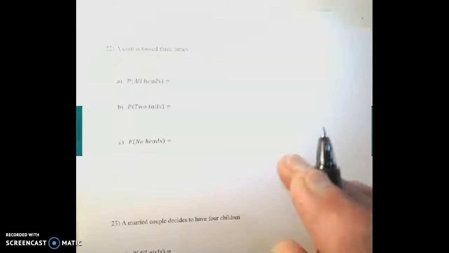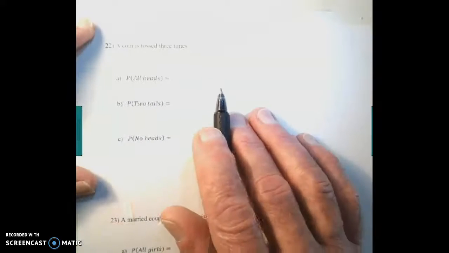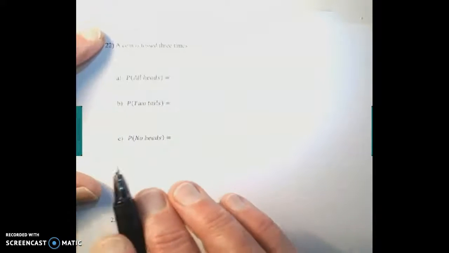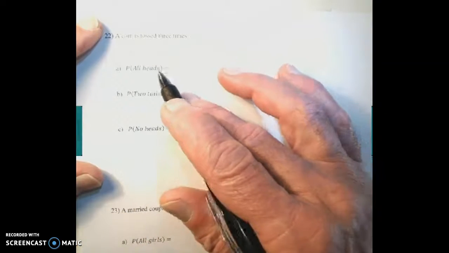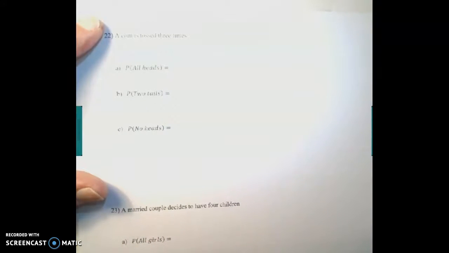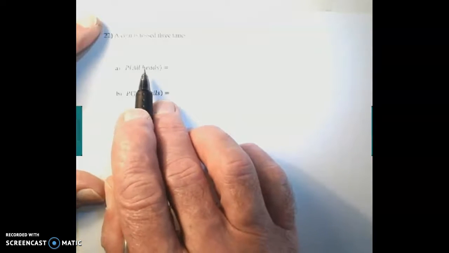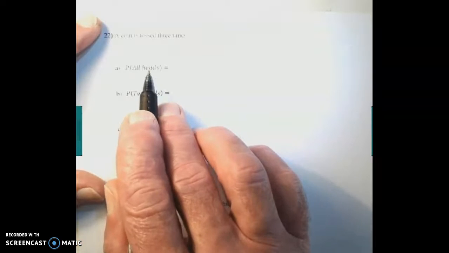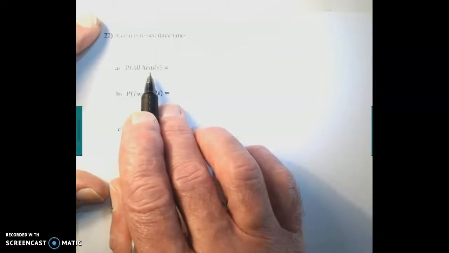Okay, Unit 8, Test Study Guide, question number 22. A coin is tossed 3 times, and you're supposed to answer these probability questions about this. Okay, there are 2 ways to do these. One way is to just multiply together the probabilities of each of these events.